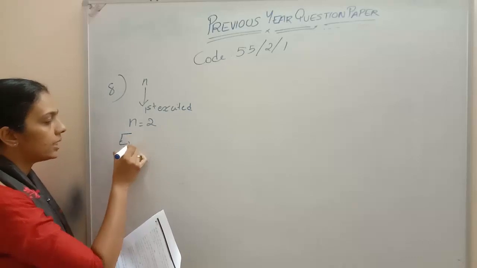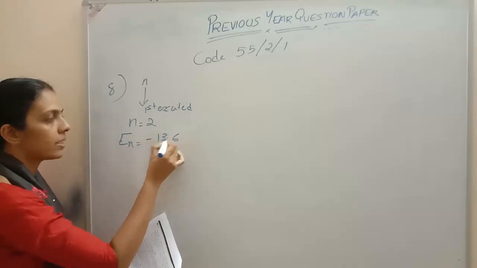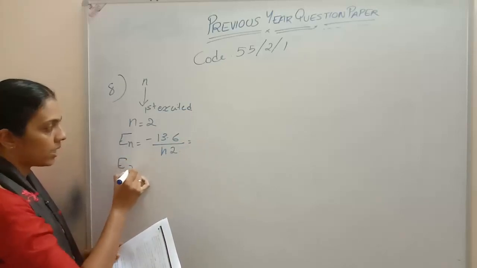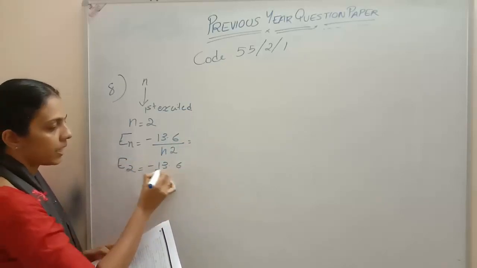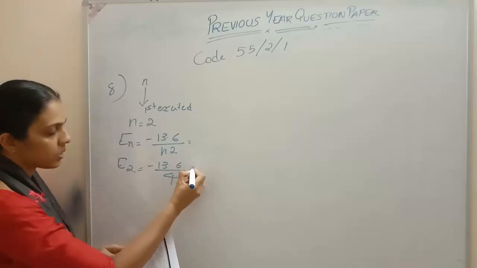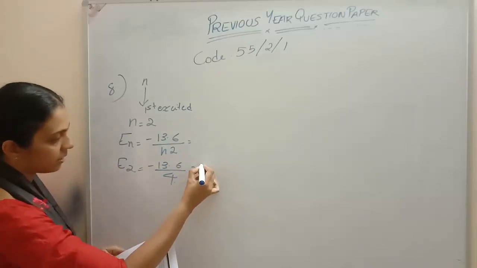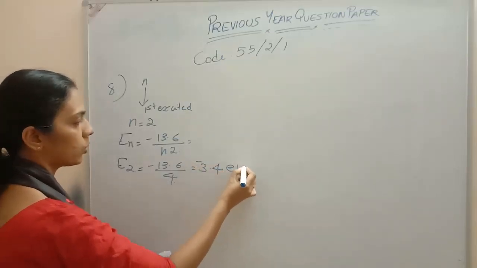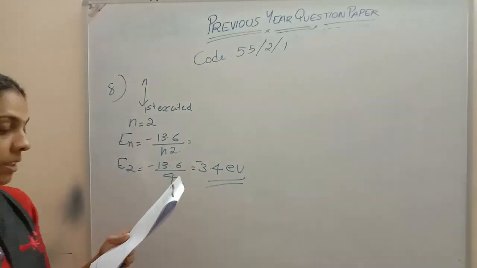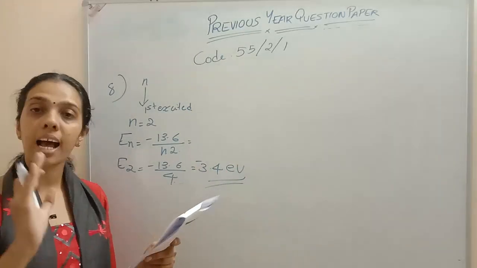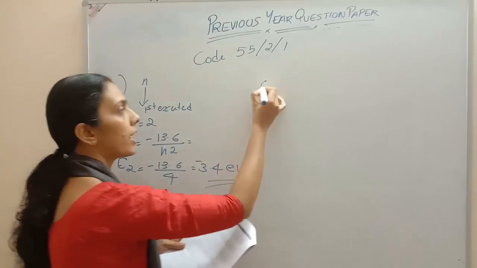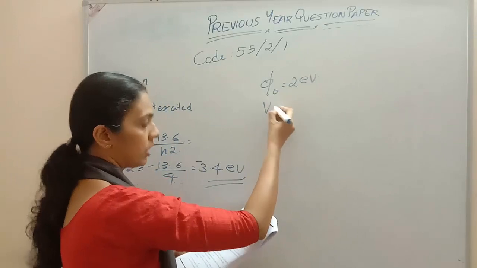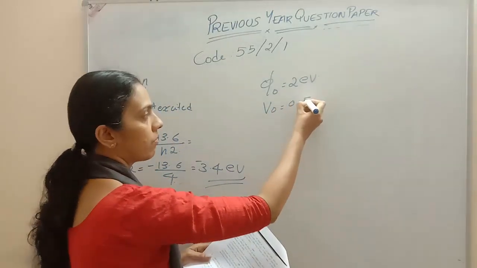So we know that En is equal to minus 13.6 divided by n square. Okay, so here E2 equals minus 13.6 divided by 4, so we will get 3.4 electron volt. Okay, so here the metal is having a work function of 2 electron volt and the stopping potential is equal to 0.55.